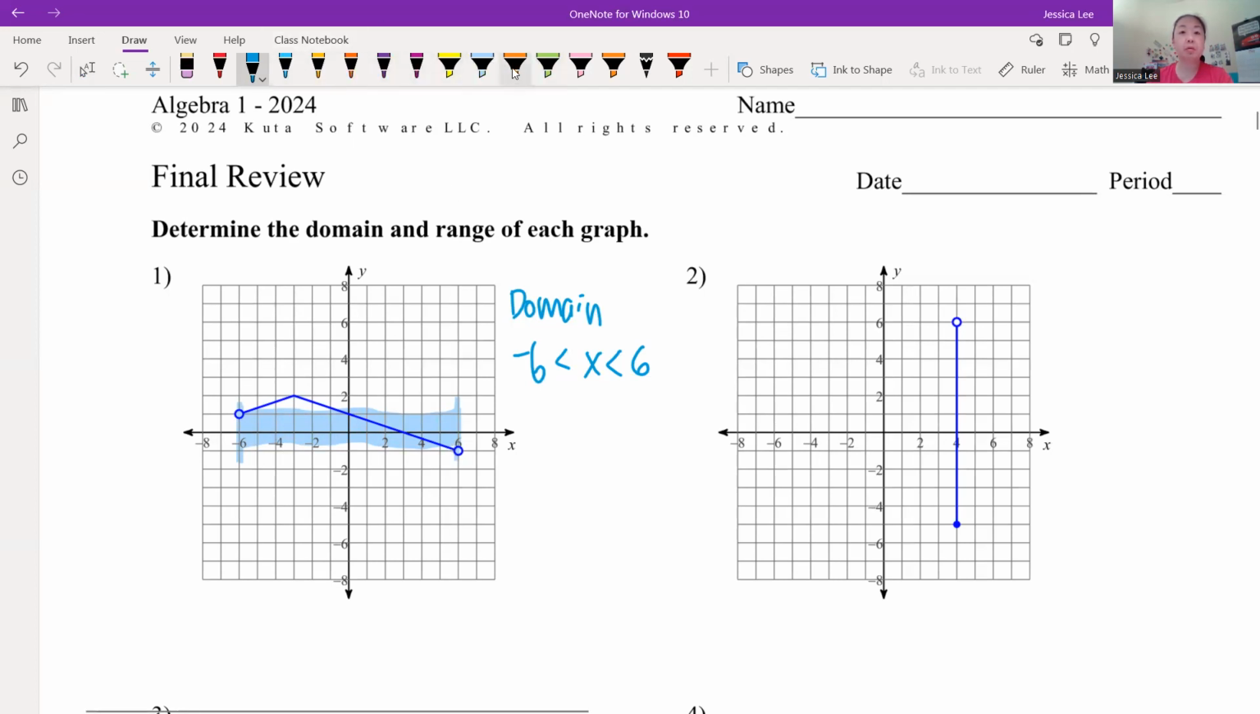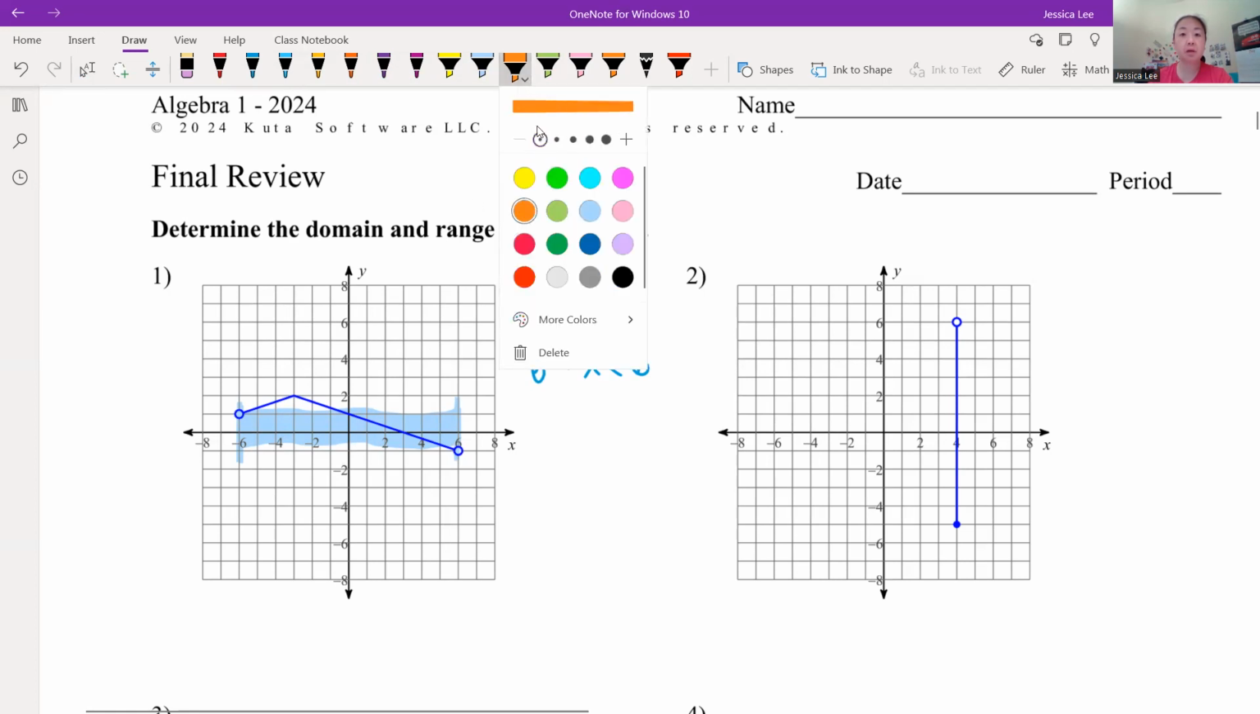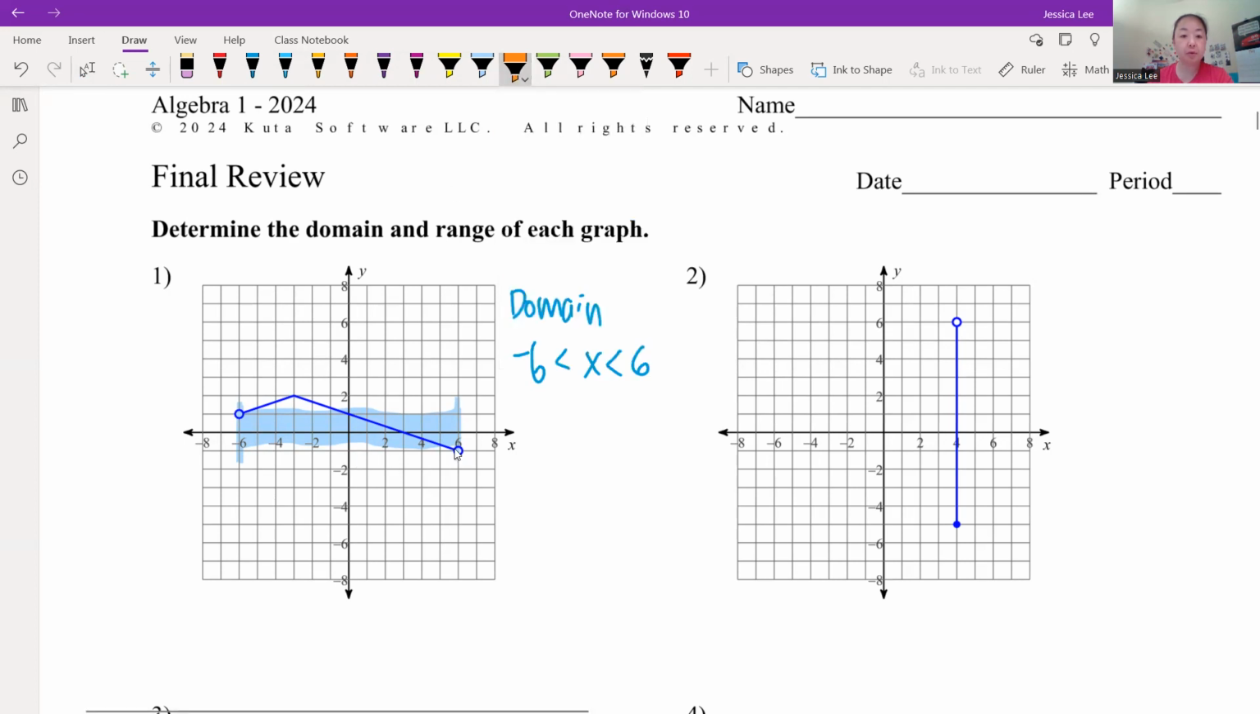All right, and then we've got the range, so that's going to be orange. If you look at the lowest part right here, it's at -1. It's going all the way up to +2. So this is the highest point. This is the lowest point. We have everything in between that, right?